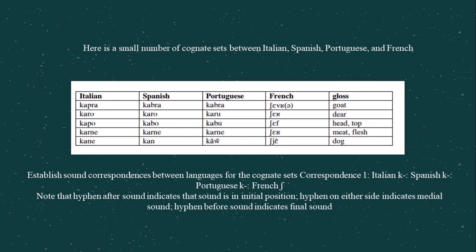One: Italian capra; Spanish cabra; Portuguese cabra; and French chèvre, capra. Note that a hyphen after a sound indicates that the sound is in initial position. A hyphen on either side indicates a medial sound. A hyphen before a sound indicates a final sound.